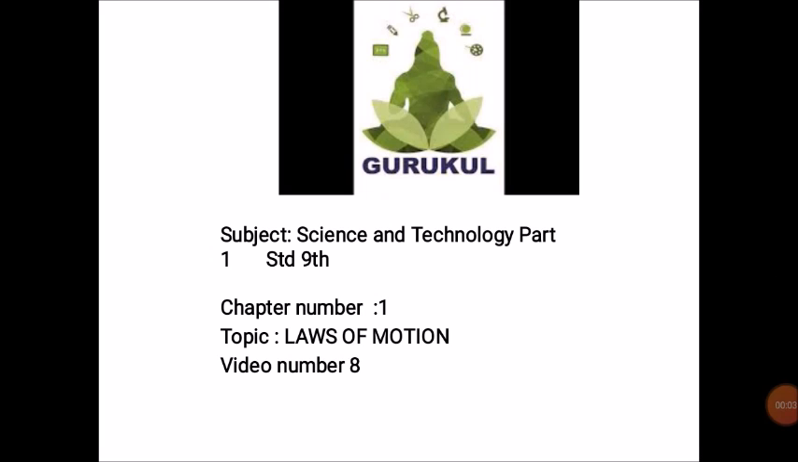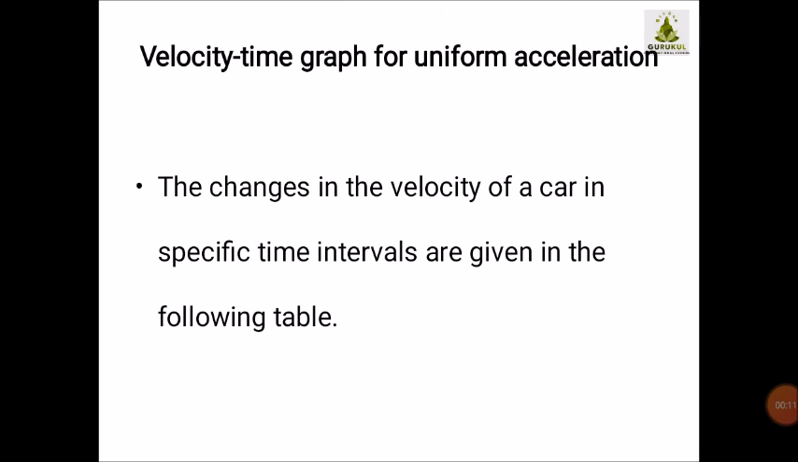Now we will be studying, students, the next section of your Science and Technology Part 1. In the chapter Laws of Motion, today we are going to study the velocity time graph for uniform acceleration. Now here we are going to study the concept of uniform acceleration. The car changes its velocity. The changes in the velocity of a car in specific time intervals are given in the table.